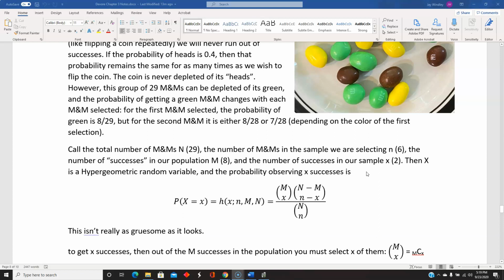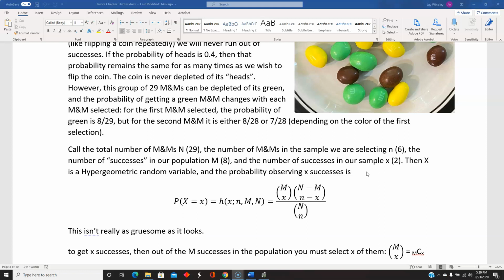There are a lot of letters in this formula. Capital N is the total number of things in the population, so in this case, the total number of M&Ms. Capital M is the total number of successes in the population, so in this case, that's 8 because there are 8 green ones. Lowercase n is the number that you're selecting in your sample from the population, so in this case, that's 6. And then X, of course, is counting successes. So X is going to be the number of successes in our sample of n M&Ms.